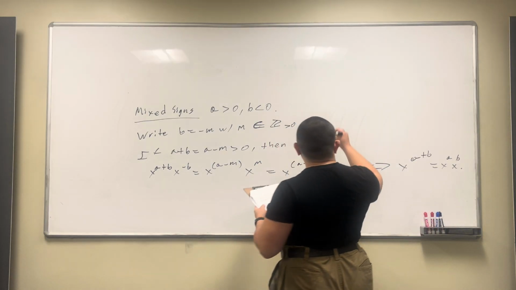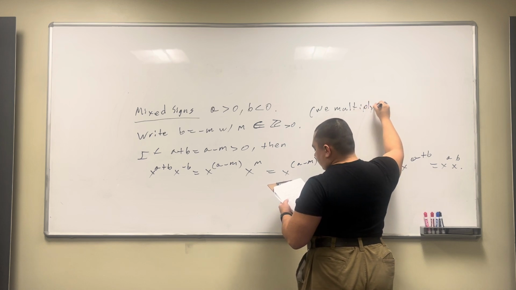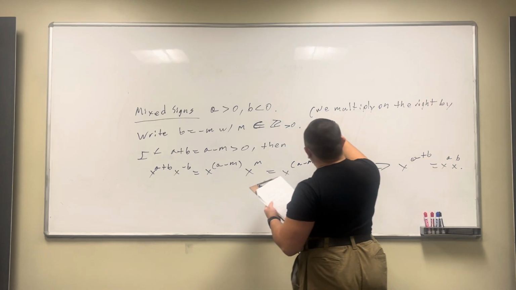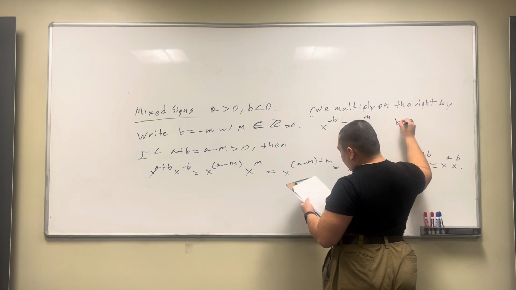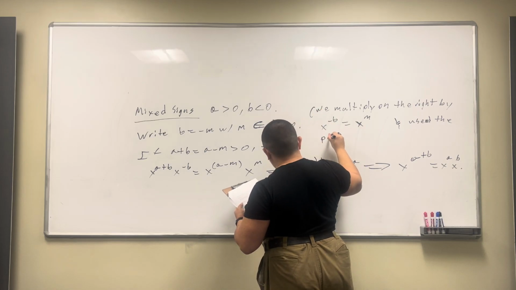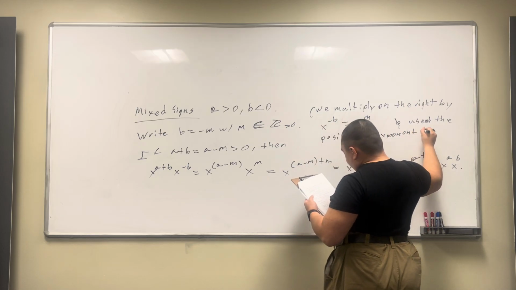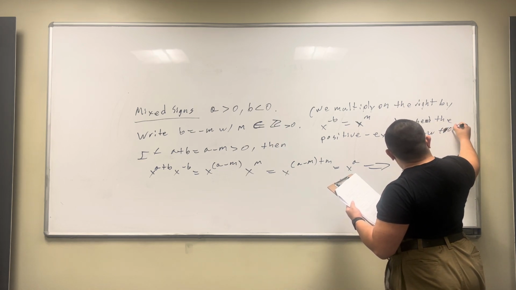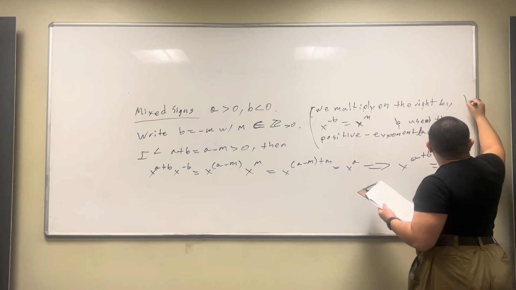So yeah, we multiplied on the right by x to the negative b, which is equal to x to the m, and used the positive exponent law from part 1. So there we go.